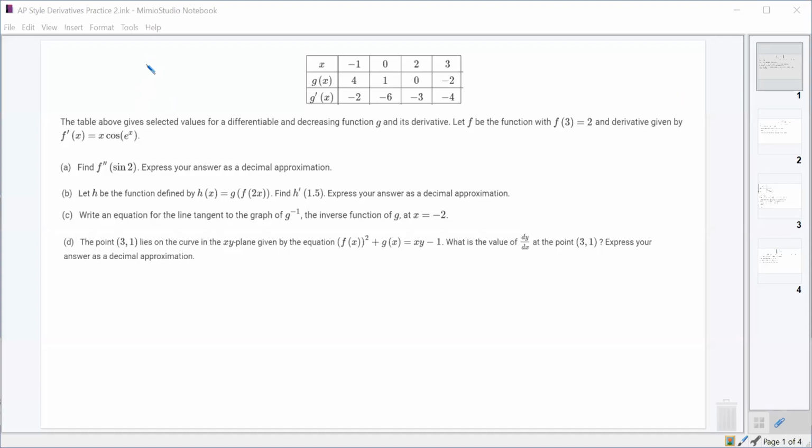So you've got about 10 to 12 minutes to work on this one. This is a calculator question, so do your best, and I will check back in a few minutes.